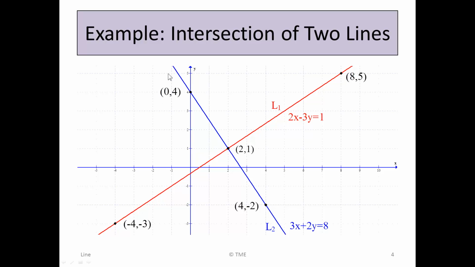If we were given the two lines on a graph, where L1 is 2x minus 3y equals 1 and L2 is 3x plus 2y equals 8, we could look and see that roughly they intersect at 2 on the x and 1 on the y. Pure visual inspection. So we would say the point of intersection is roughly 2, 1.